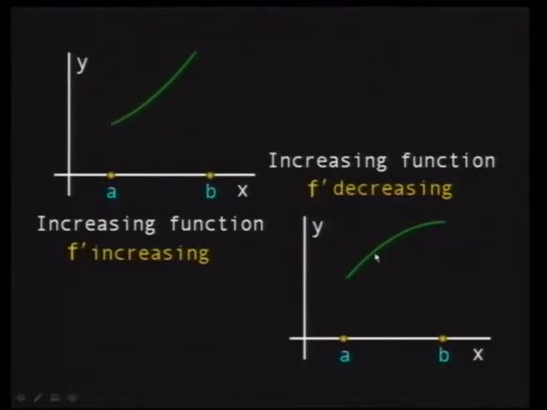Here, the derivative is positive. So it means that your function increases all the time. But the rate, which is f dash, decreases. Here you have a higher slope, and here you have a smaller slope. Meaning that your second derivative is negative. This we call concave downwards, and this we call concave upwards.